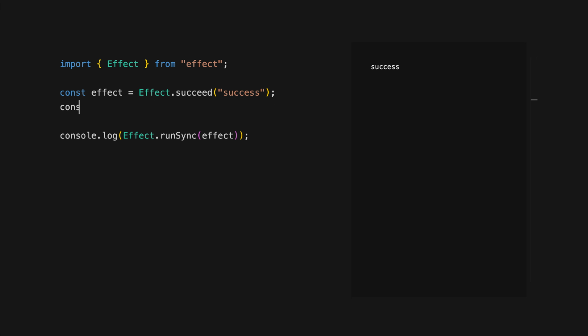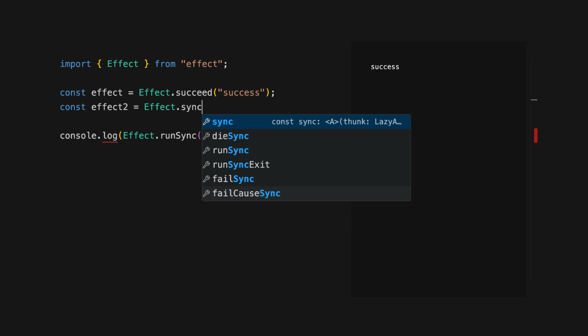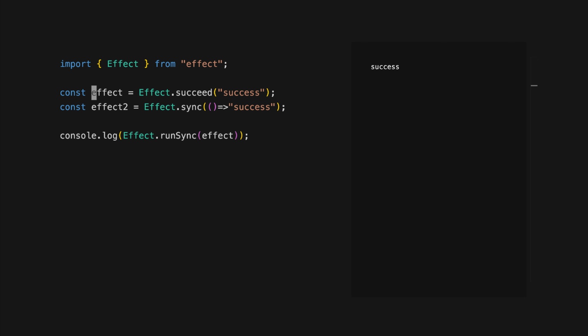With effect.sync, we create an effect using a function creator rather than directly providing it a value. Now if you look at the type signature of effect created using succeed and effect.sync, both look exactly same. An effect that succeeds with value string and it never fails. And if you run these effects, they also have same behavior. But the important difference lies in when these values are executed. The value provided in effect.succeed is evaluated at the time of creation, while the value provided in effect.sync is evaluated at the time of execution. This has one important nuance.